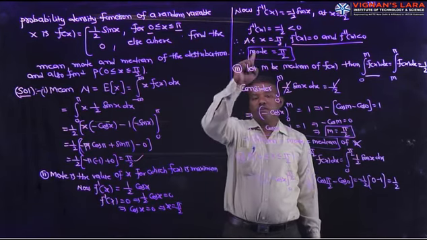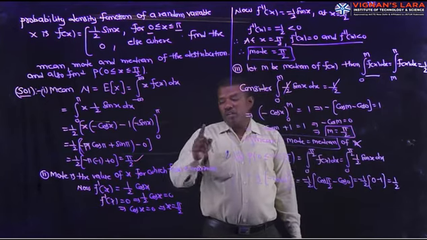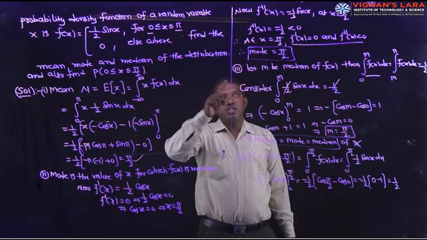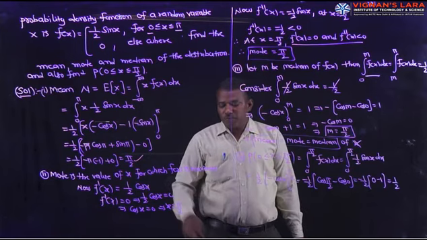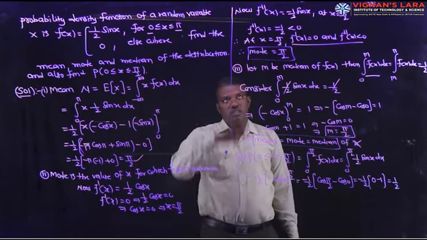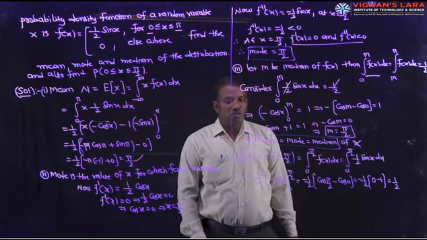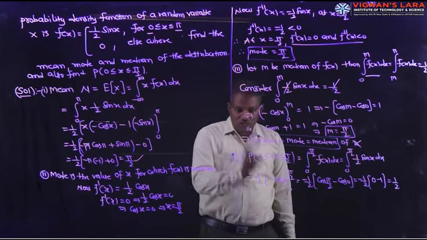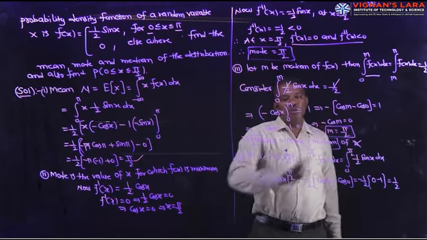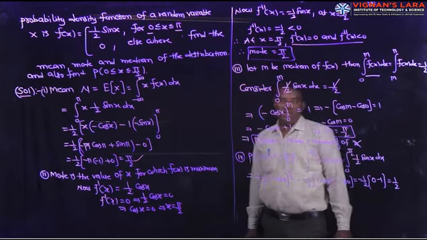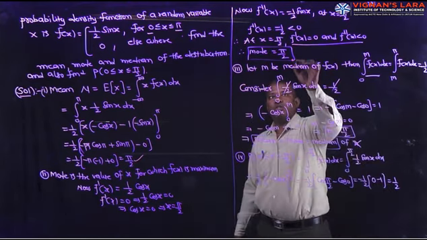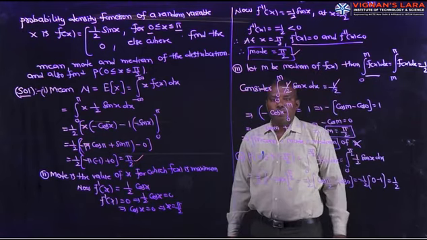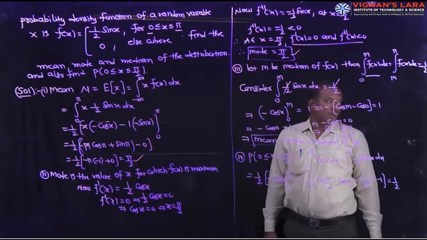Then calculate f double dash of x, the derivative of f dash of x, which is minus 1 by 2 sin x. Substitute x equal to pi by 2 in that. We get f double dash of x less than 0. Therefore, x equal to pi by 2 is the solution of f dash of x equal to 0 and f double dash of x less than 0. So the mode of the distribution is pi by 2.